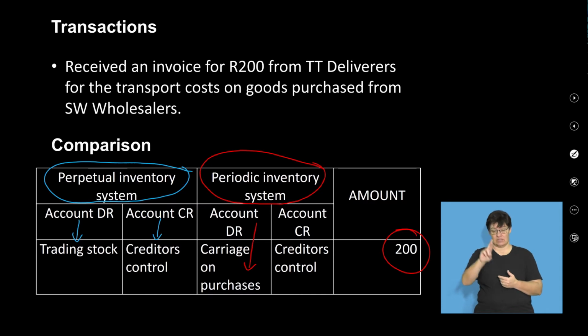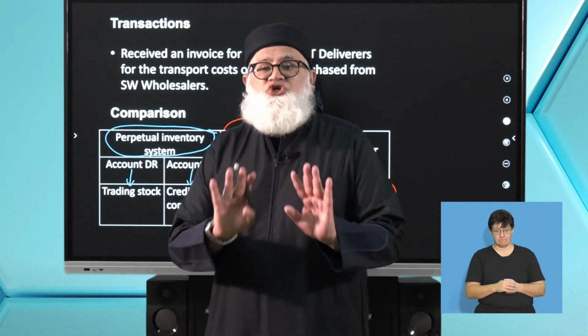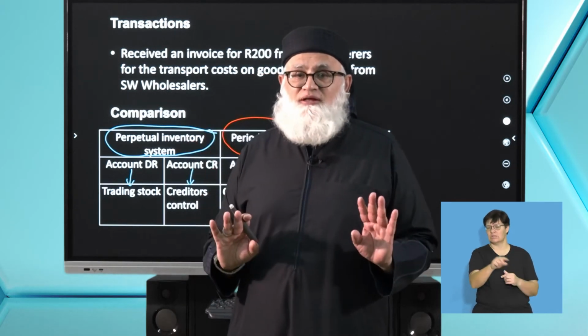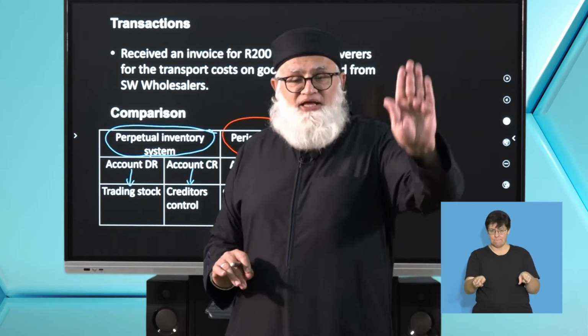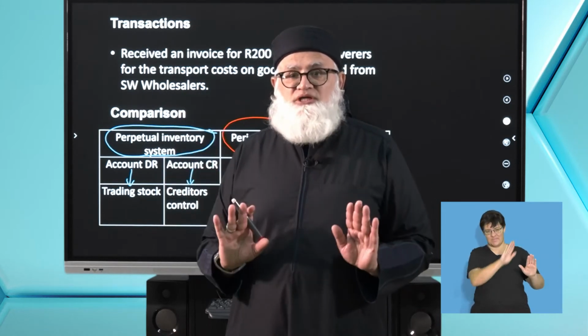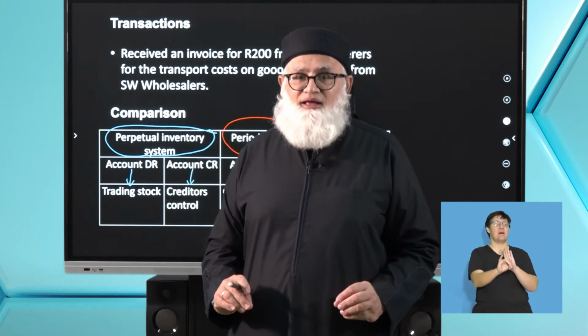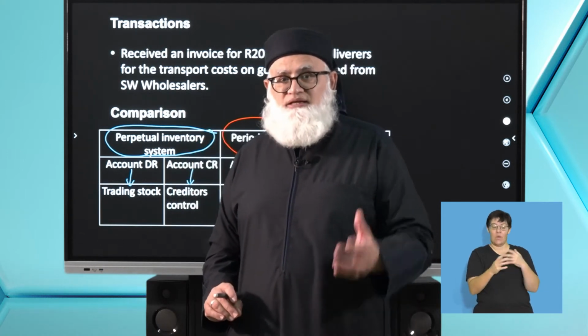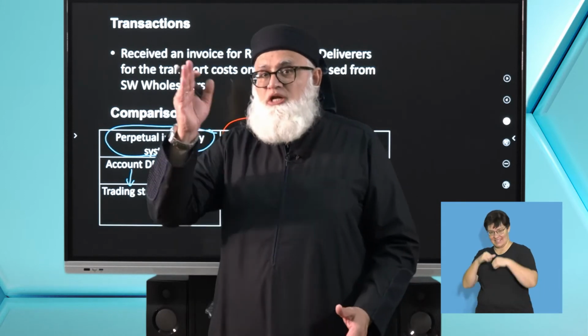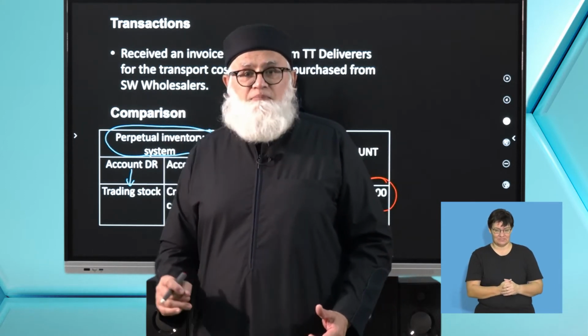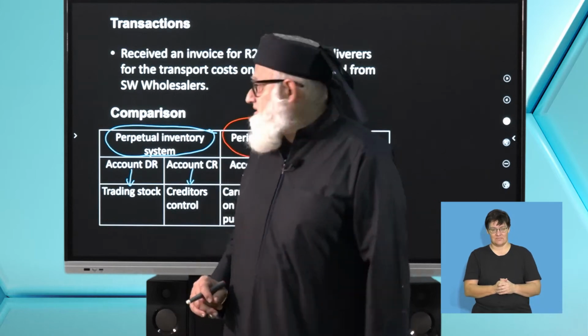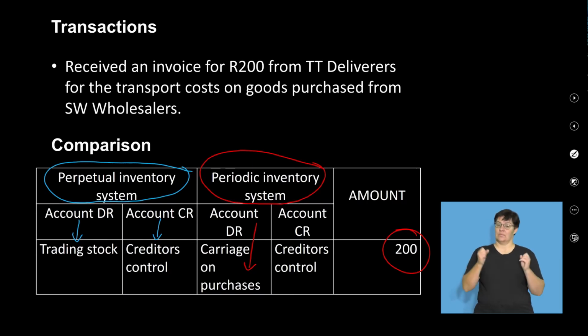You can see what we're trying to do here for you. We're showing you the same transaction using both the perpetual system and the periodic system. So in that way, you can clearly identify how you deal with it regarding the perpetual system, and how you deal with the transaction using the periodic inventory system. Okay, next transaction.